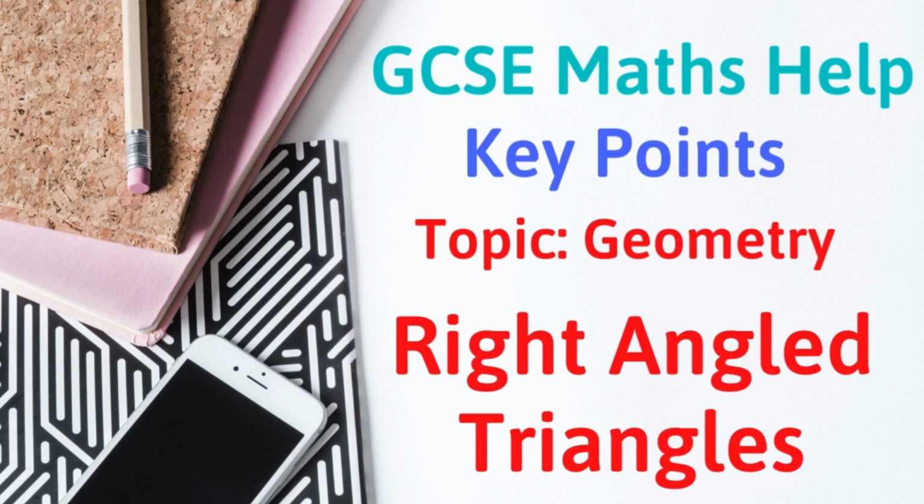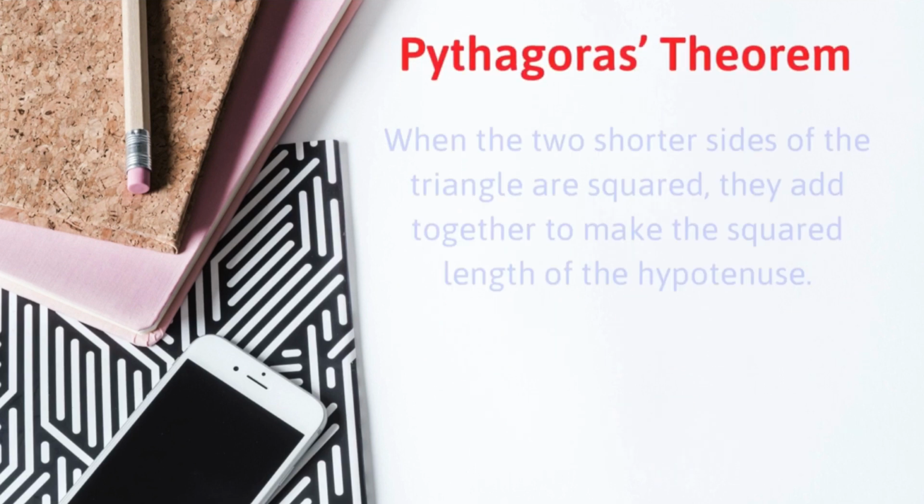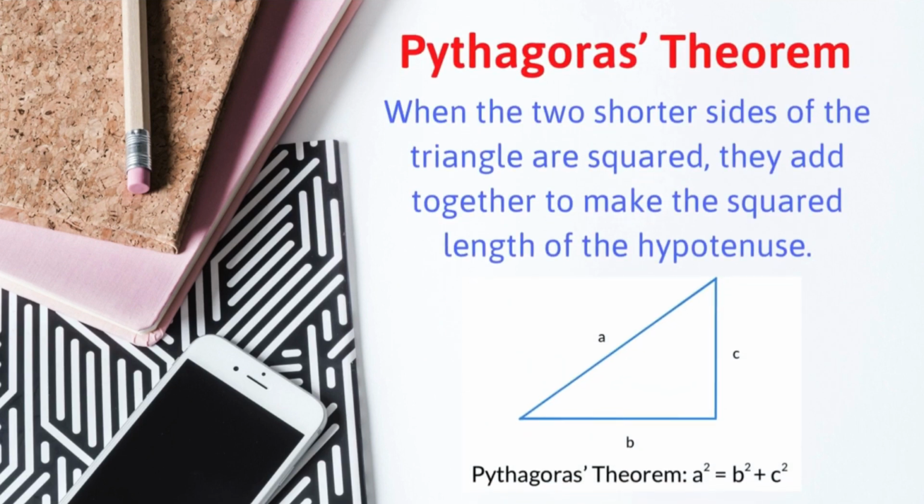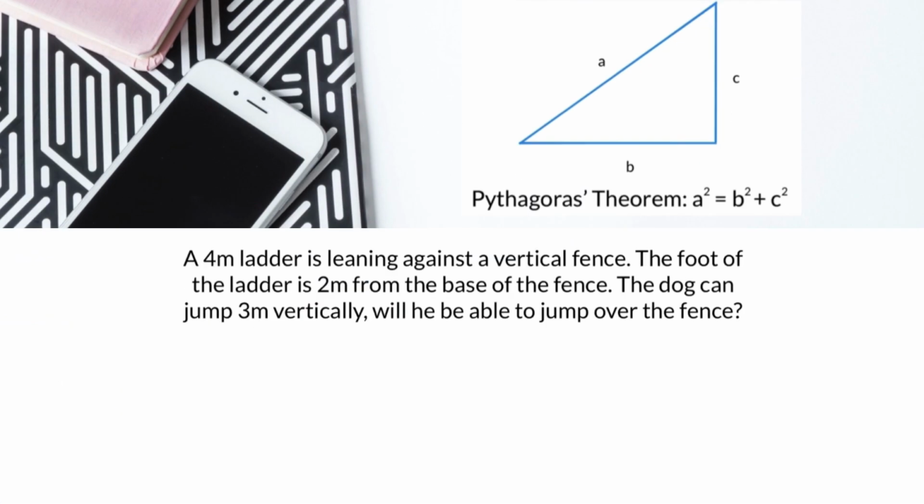Today we're going to be looking at right-angled triangles and the key points you need to know for your exam. Let's get started. The first theory you need to be able to use with right-angled triangles is Pythagoras' theorem. This is when the squares of the two shorter sides of the triangle add up to the square of the hypotenuse side. If you know the length of two of the sides of the right-angled triangle, you can use Pythagoras' theorem to work out the length of the third side.